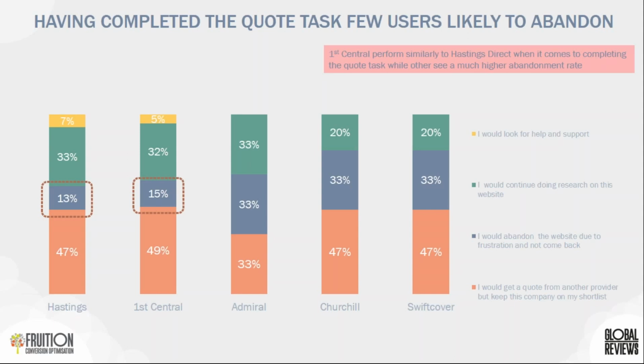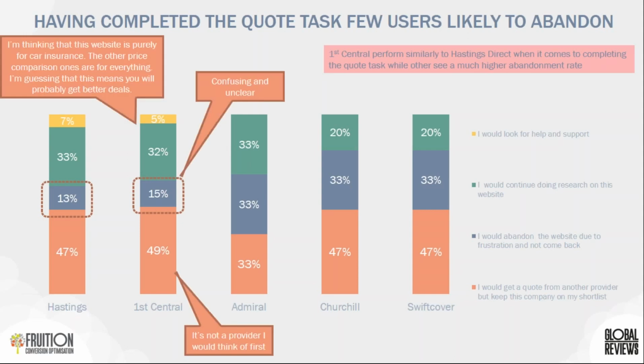Hastings Direct comes in at 13%, First Central at 15%. For I would get a quote from another provider but keep this company on my shortlist, we can see 33% for Admiral, 33% for Churchill, and 33% for Swiftcover, in terms of the proportion of people who said they would do that.